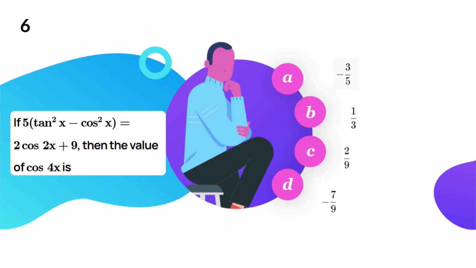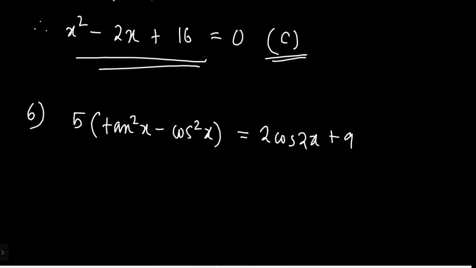Okay, now we come to the sixth question. It is a very important question from JEE Mains 2017. It is given that 5 tan square x minus cos square x is equal to 2 cos 2x plus 9. Then the value of cos 4x is, and we have four options A, B, C, D.